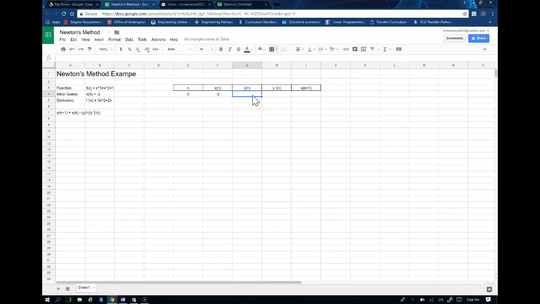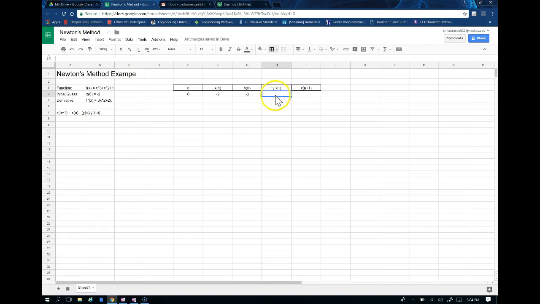So y of n, that is my functional value at -2. I need to plug -2 into x cubed plus x squared plus 1. So -2 cubed is -8. -2 squared is +4. So -8 plus 4 is -4, and then plus 1 more is -3. So my y value is -3.